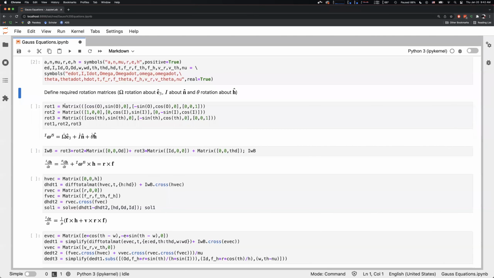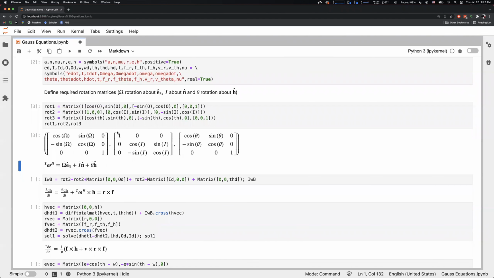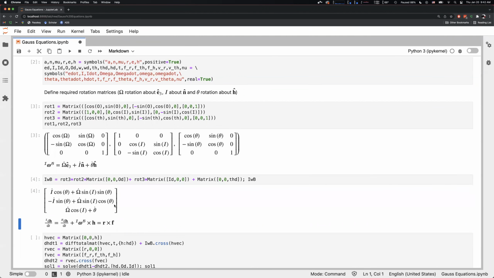We next define the rotation matrices associated with the mapping between the inertial frame and the parafocal frame. That is a capital omega rotation about the 3rd unit axis, an I rotation about the 1st unit direction, and a theta rotation about the 3rd unit direction. And the angular velocity of B and I, as we've previously stated, is capital omega dot in the E3 hat direction, I dot in the N hat direction, and theta dot in the H hat direction. So this is how we got that component representation that was given in the slide.